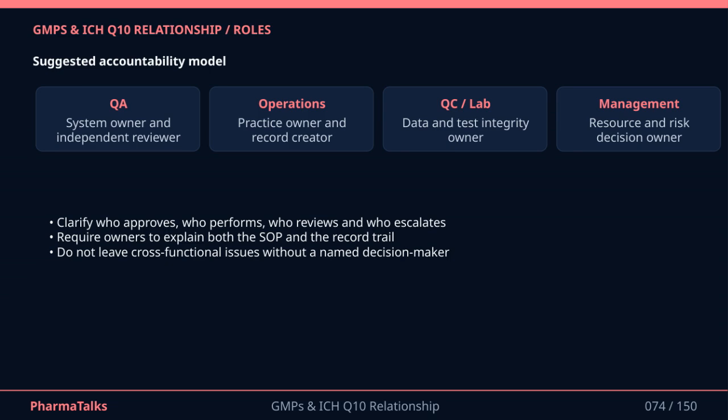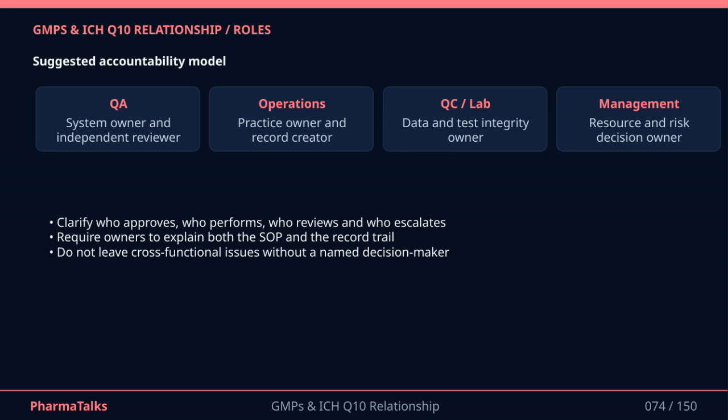In the QC and lab departments, their primary role is to own data and test integrity, which is crucial for reliable product quality. Management holds the responsibility for resource allocation and risk-related decisions, guiding the overall strategic direction.